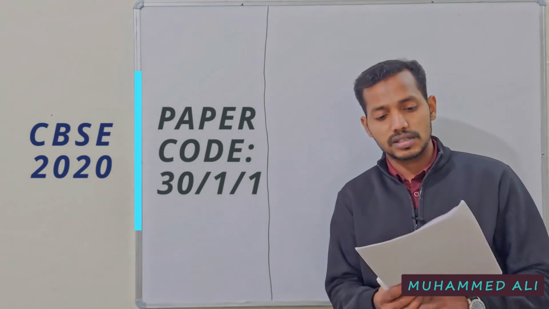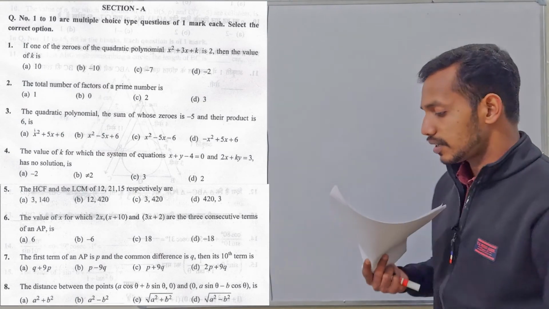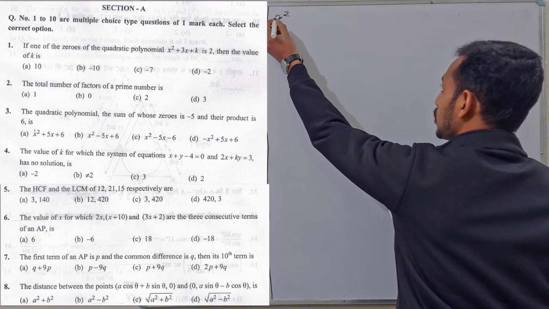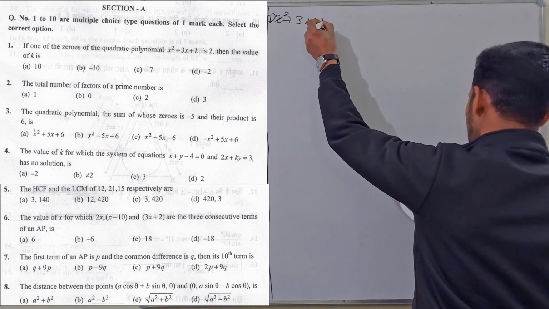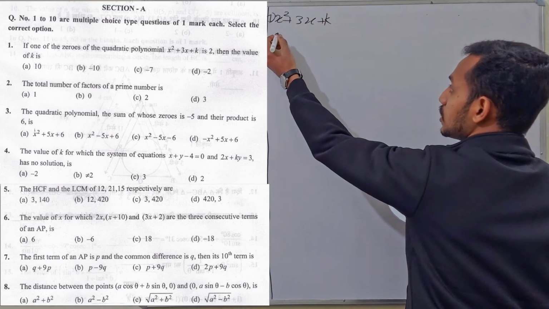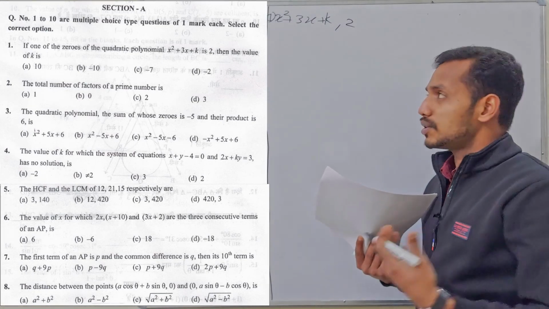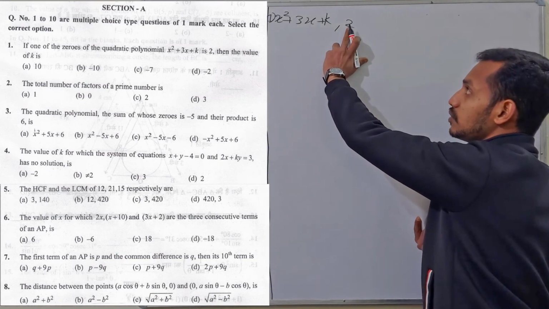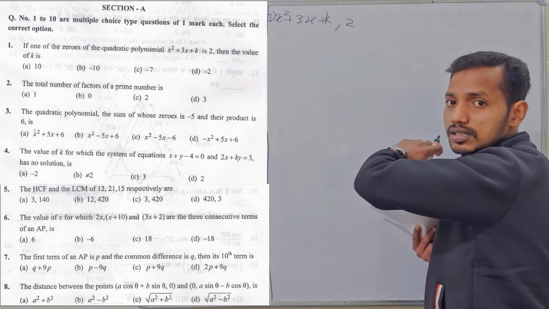Here, the first question says that if one of the zeros of the quadratic polynomial x square plus 3x plus k is given, that is 2, then find the value of k. That is a very basic question, because we know the meaning of a zero. Whenever we assign this value for x, the entire polynomial becomes 0. That's why this 2 is known as a zero of the polynomial.